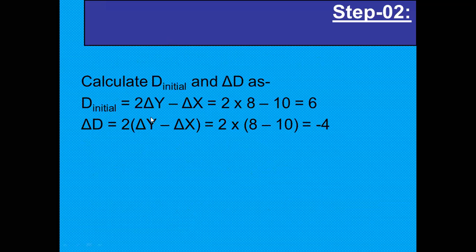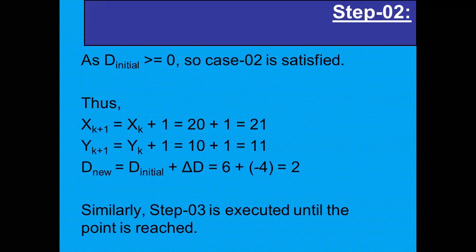Now you can see here, as per formula 2 delta y minus delta x, this is 6 and delta d is minus 4. So with the help of the formula, you can already calculate the value of d initial and delta d. After calculating d initial, we will check the sign of d initial, whether it is greater than or equal to 0, or less than 0. Here we put d initial, and delta d is equal to minus 4.